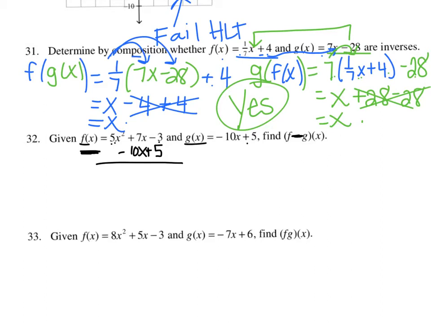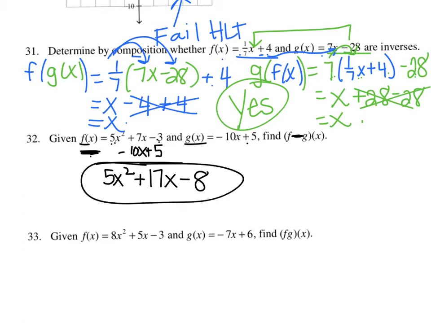So what's 5x squared minus no other x squareds? 5x squared. What's 7x minus negative 10x? Well, minus a negative means plus, so that means it's really like 7 plus 10. So it'll be 17x. And then we'll have negative 3 minus 5, and that's negative 8.